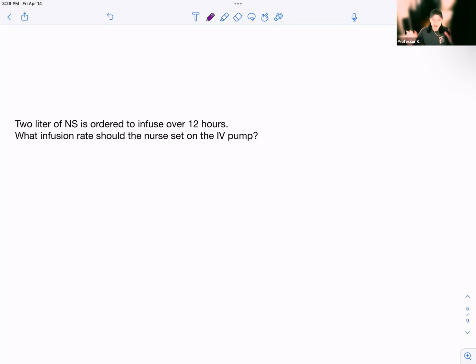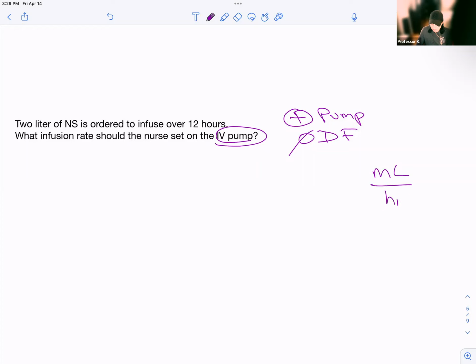So what do I do? I look at my question. The first thing I look for, does it say the word pump? And it sure does. So positive pump. That means I never use a drop factor. This one doesn't have one in it, so I don't have to worry about it. So if it's a pump, I'm solving milliliters an hour.